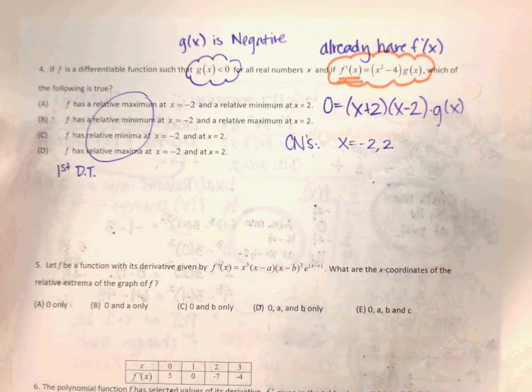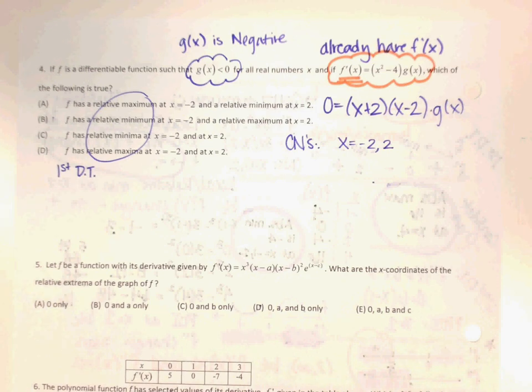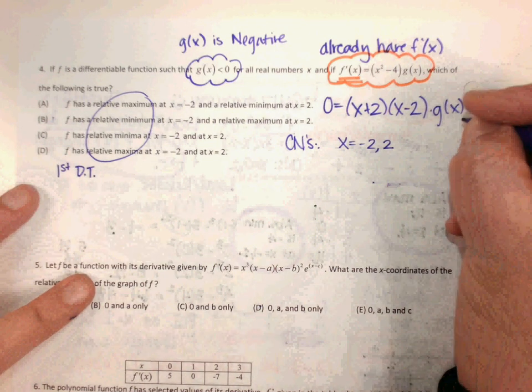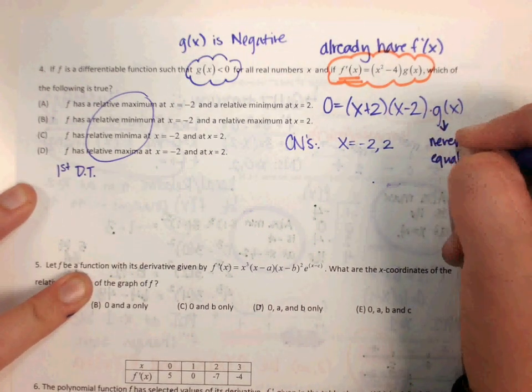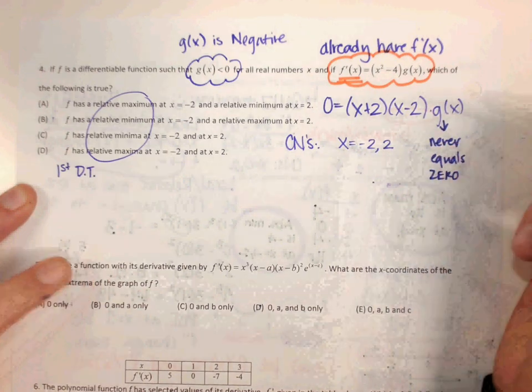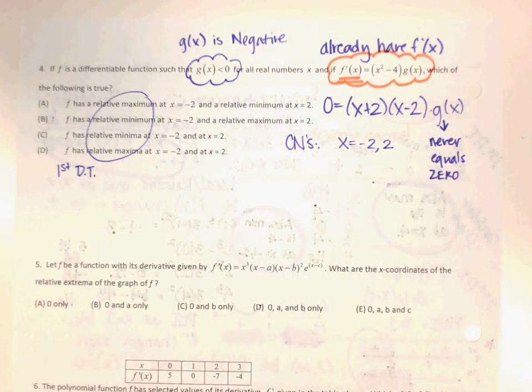Negative 2 and 2. Now, for g of x, if g of x equals 0, it will give me critical numbers as well. What did they tell me, though, about g of x? It's always less than 0. So is it going to give me a third critical number? No, just like e. What's e? Always positive. So it never gives me a critical number either. So I know that g of x is negative, so it never equals 0. That means I have no critical numbers from g of x.